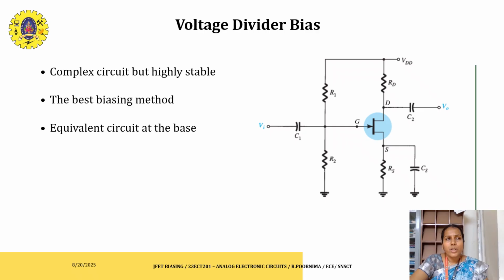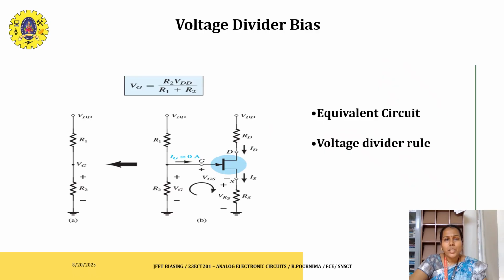The next method we are going to discuss is the voltage divider bias. In this biasing method we use the potential divider circuit R1 and R2. Here the gate terminal bias is given from VDD through the potential divider circuit, and RD and RS are connected. This is the best biasing for achieving a stable circuit. The equivalent circuit can be drawn by applying the voltage divider rule, and we get the gate voltage as R2 divided by R1 plus R2 into VDD.